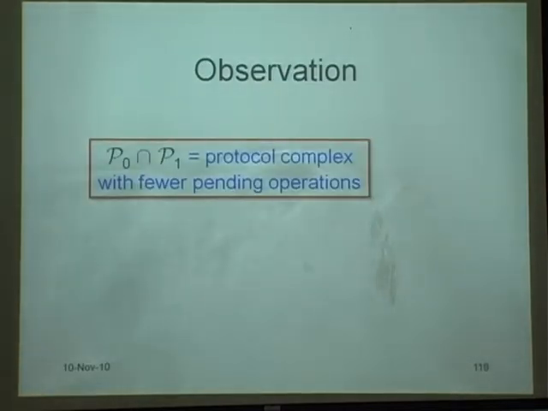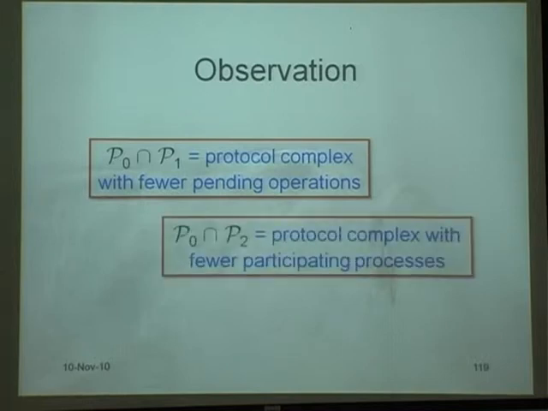So what we saw here was that if we look at the intersection of the readers, we have a protocol complex with fewer pending operations because both of these reads happened. And the write is still pending. It's still about to happen. If we look at a reader and a writer, then we have a protocol complex with fewer participating processes. So in one case, the number of operations that are waiting to go is smaller. In the other case, the number of processes that are participating is smaller.